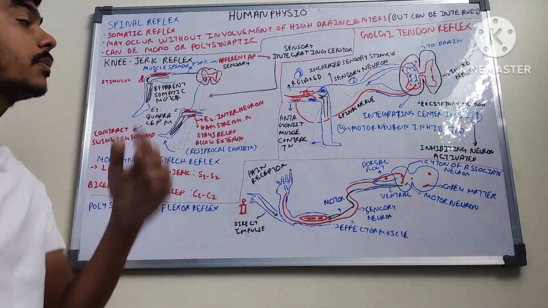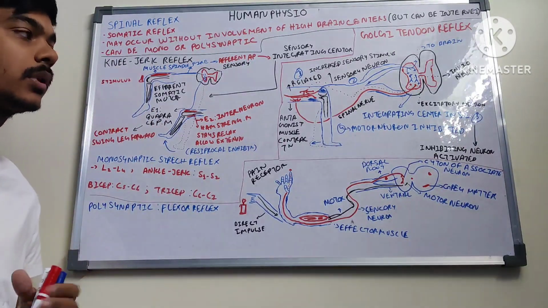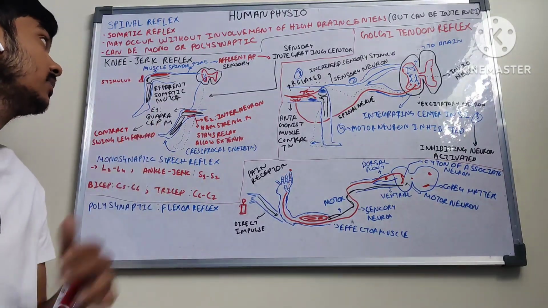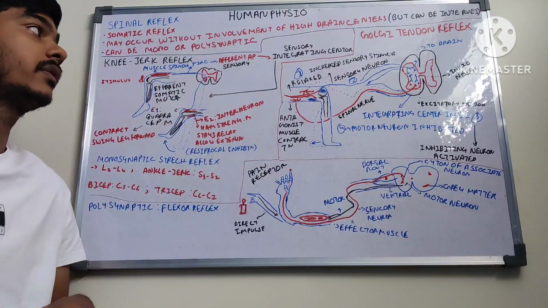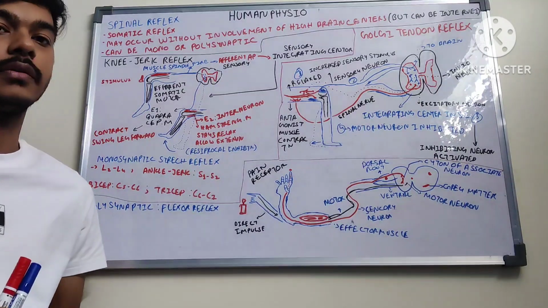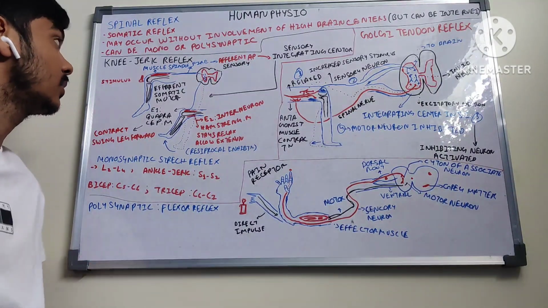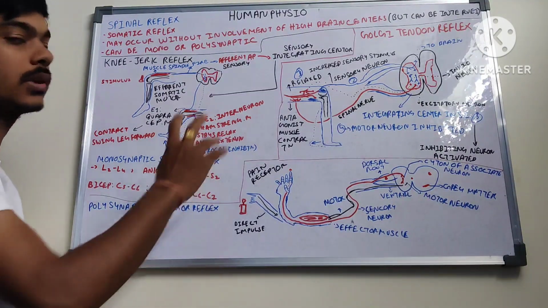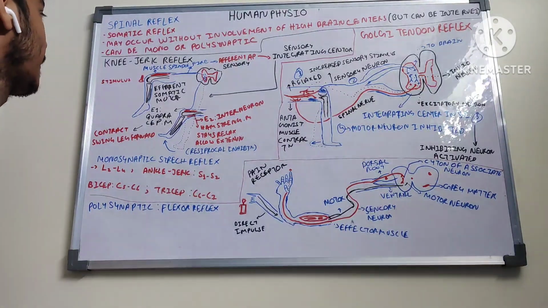It can be mono or polysynaptic. That means either it involves one synapse. For us, the example for a monosynaptic reflex is the knee-jerk reflex, or it can be a polysynaptic reflex, for which the example is the Golgi tendon reflex. So let's study in detail what exactly this knee-jerk reflex is and what exactly this Golgi tendon reflex is.